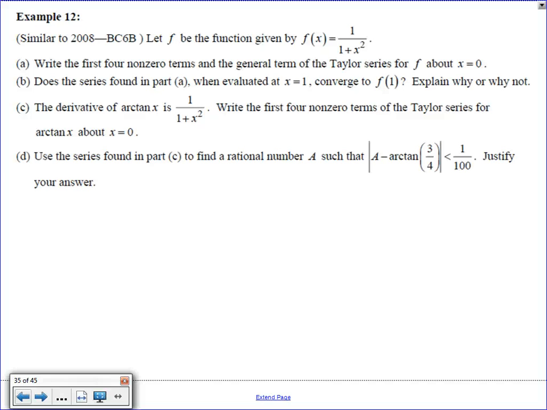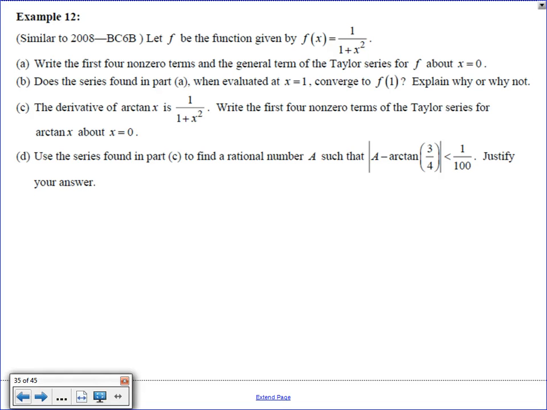Letter C, the derivative of arctangent: the first 4 non-zero terms for arctan. How would I go from here to arctan? I could take my Taylor series and integrate it to get back to arctan. Then part D asks to find a rational number such that the error is less than 1 over 100. Do we need the Lagrange error bound? No, we don't.